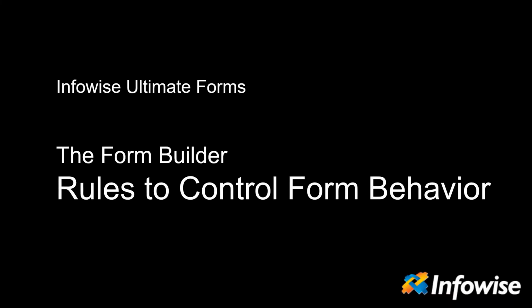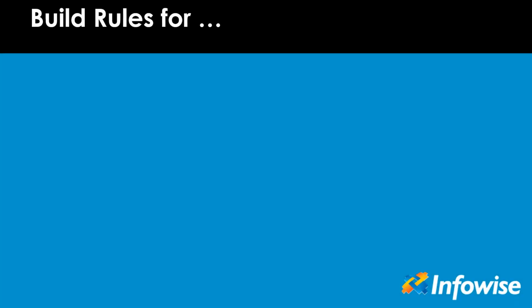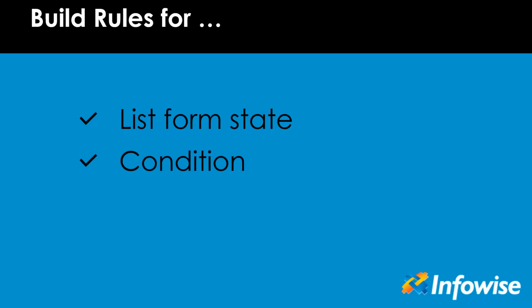The new form builder allows you to set up rules to control form element behavior directly, as opposed to needing to use a separate feature of Ultimate Forms as in the past. You can build rules around list form state: view, edit, and new; conditions, i.e. whether certain list values are present or not; or by user permissions. The process for creating all types of rules is very similar.